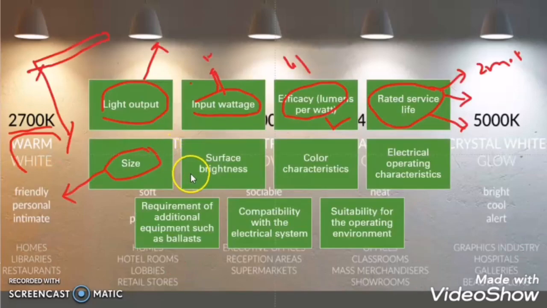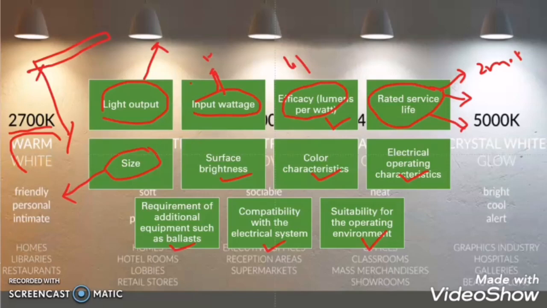Apart from that, there are many other factors affecting the selection of the light: surface brightness, color characteristics, electrical operating characteristics. We need to check whether any other accessories like ballast are needed, compatibility with the electrical system, and suitability of the operating environment. There are many other factors, but the ones I explained in more elaboration are the major factors we have to consider when selecting the light.